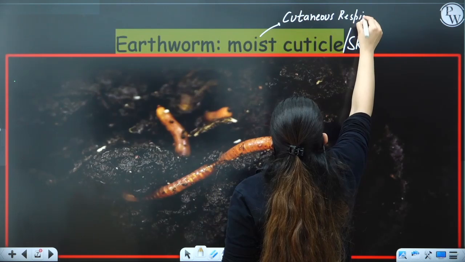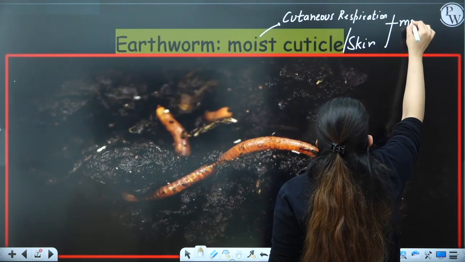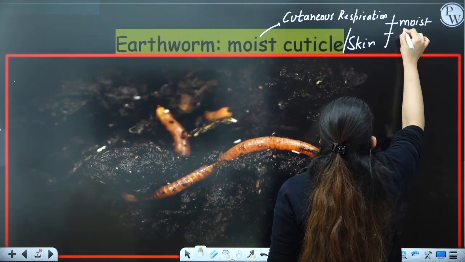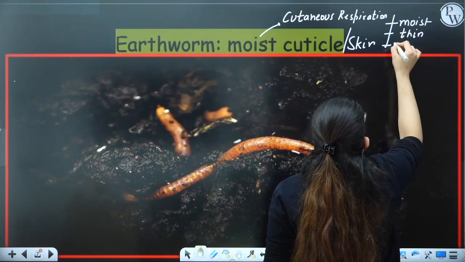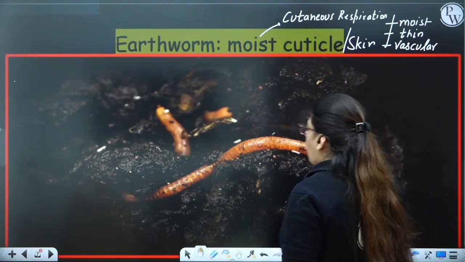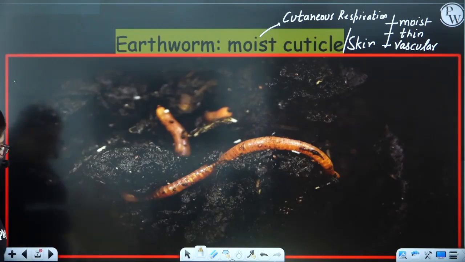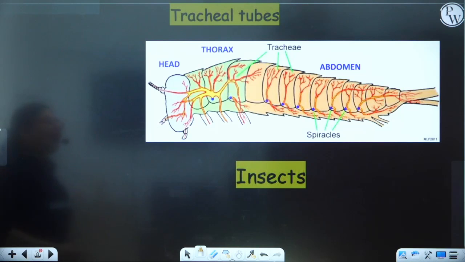All right. So what are the criteria for cutaneous respiration? First, the skin should be moist, it should be thin, and it should be highly vascular. Vascular means it should have a lot of blood supply. All right, moving further. Tracheal tubes.